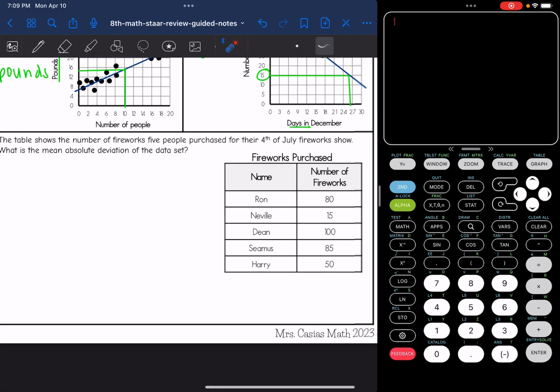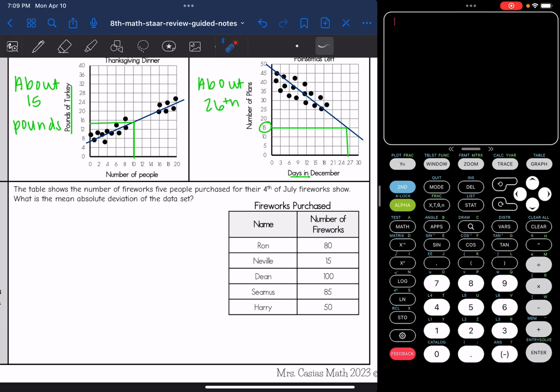So it says the table shows the number of fireworks 5 people purchased for their 4th of July fireworks show. What is the mean absolute deviation of the data set? So here is the number of fireworks they purchased. The first thing I'm going to do is find the mean. So I'm going to do 80 plus 15 plus 100 plus 85 plus 50. And I'm going to divide that by, there's 1, 2, 3, 4, 5 people. So 330 divided by 5.